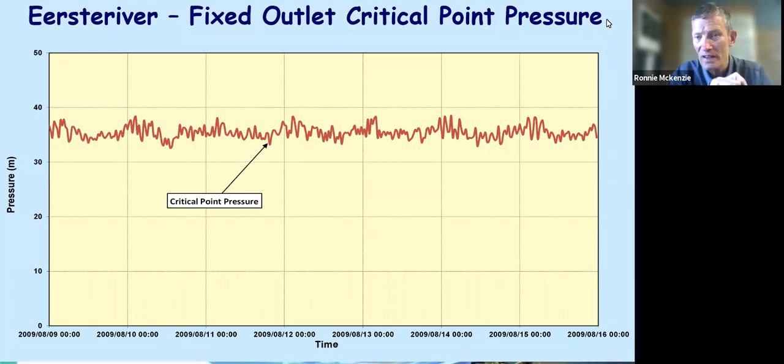But the key point here is, look at the variability at the critical point. It's got hardly any variation. This system is actually oversized. I mean, that's the reality. It's an oversized system, and the pressure at the critical point is constant. So you don't need a controller here. There is no sense putting in a controller in this particular instance. So in this case, if you want to drop the pressure any more, you would just use the fixed outlet PRV.